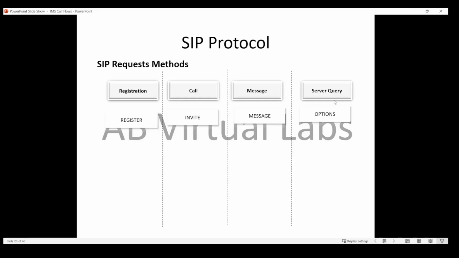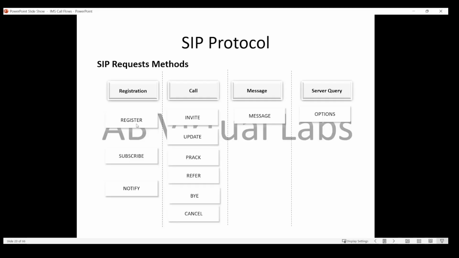That's used actually in order to avoid an incident or problem. If the options are down, we will know instantly before waiting for a call to happen and the call fails. We know it as long as this options is used, and it's used for alarming to know that this communication is up. Okay, there are other methods that belong to the same call flow, but they are not the main ones. Like subscribe and notify belong to the registration, and inside the call there's update, prack, refer, bye, cancel. Okay, so these are the SIP request methods.